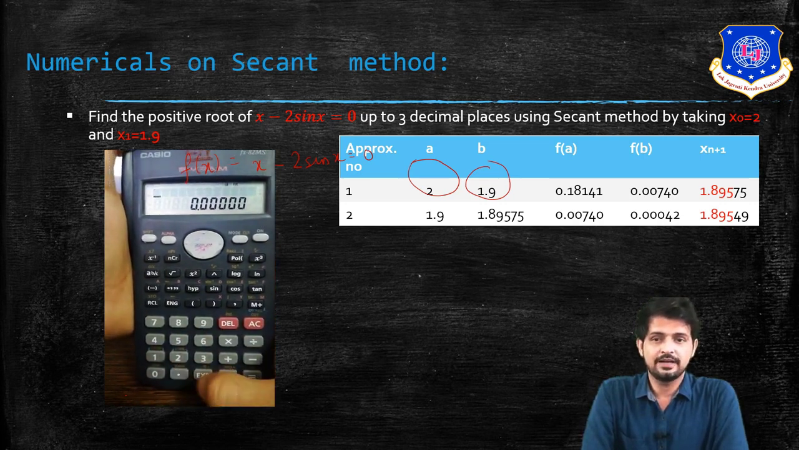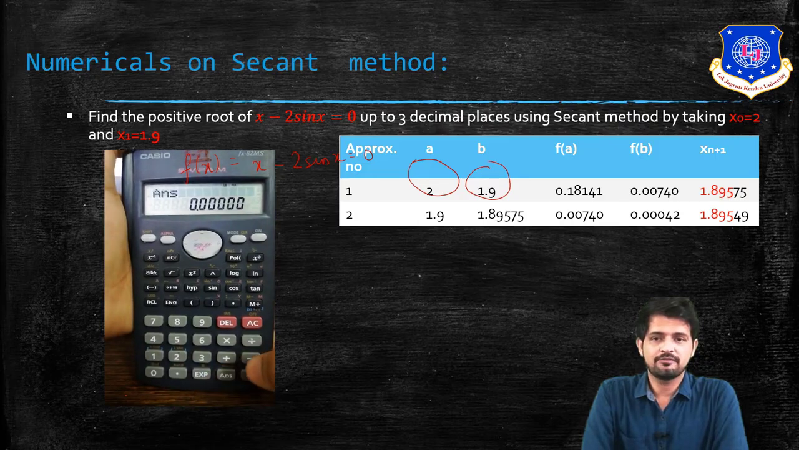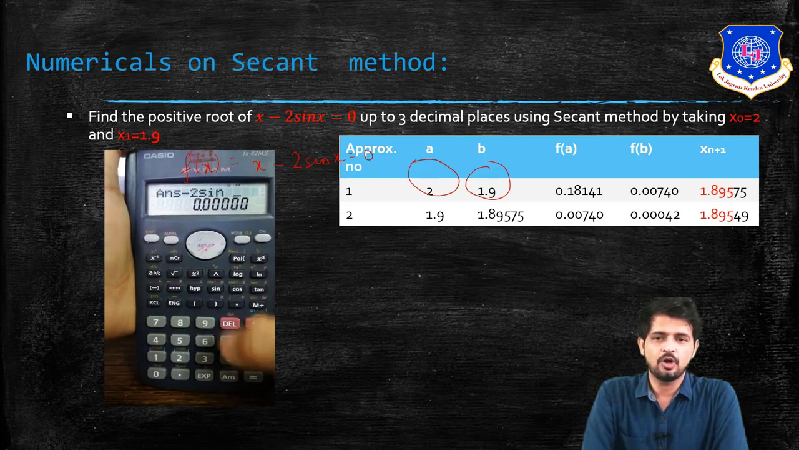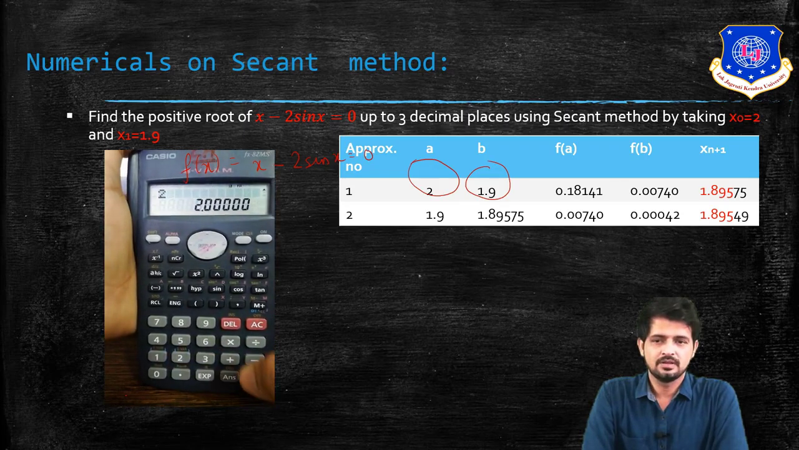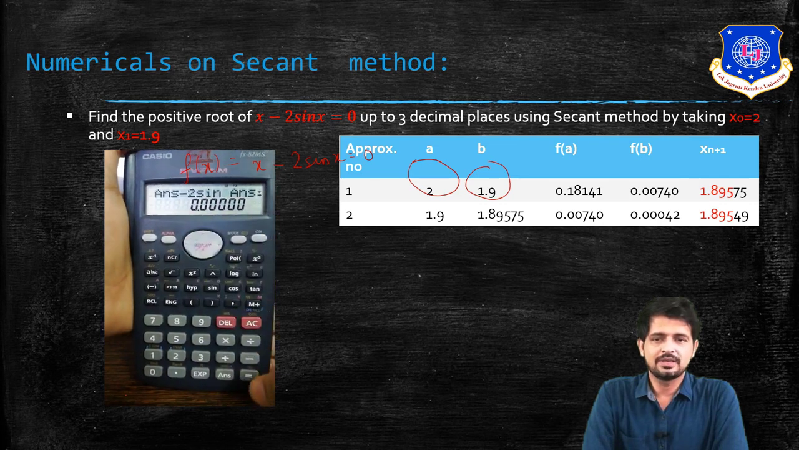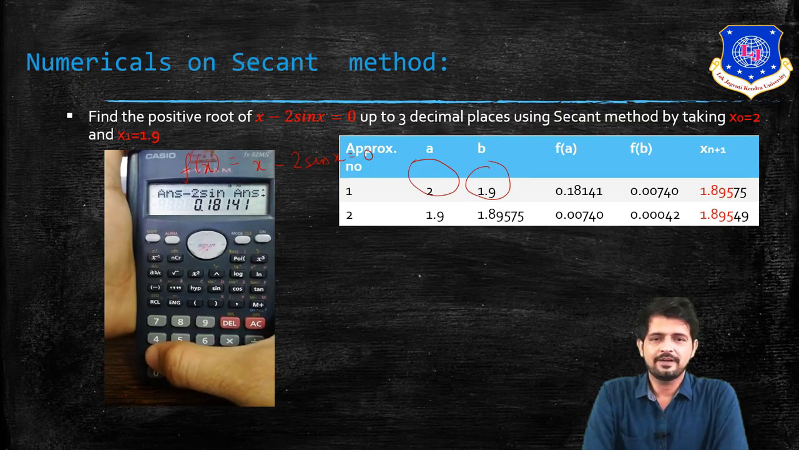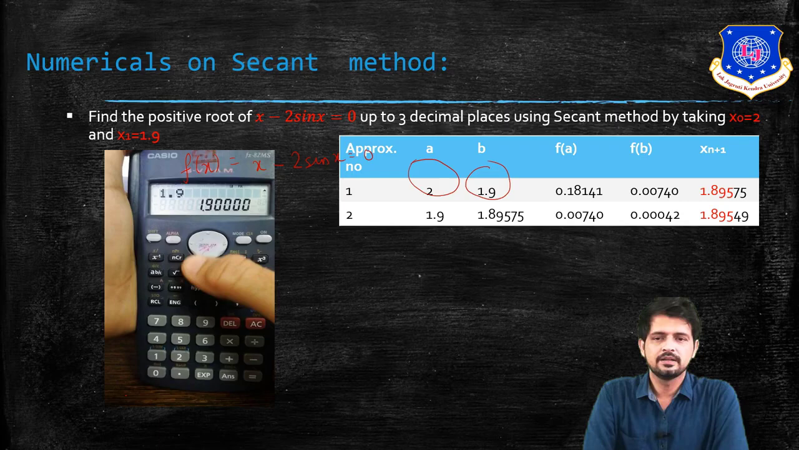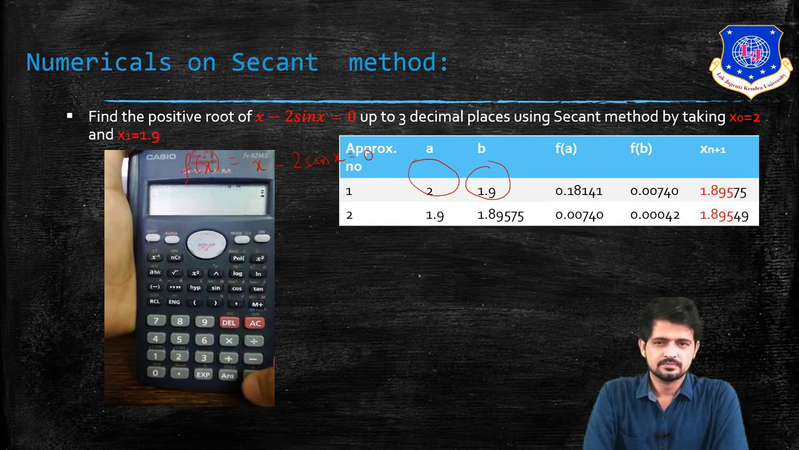After that, we have to find f of A and f of B. But for that, we have formed one formula. One equation has been formed: answer minus 2 sin answer equals 0. Then 2, shift-equals the value. Then for finding the value of f of B, 1.9, shift-equals. So this is our f of A and f of B.